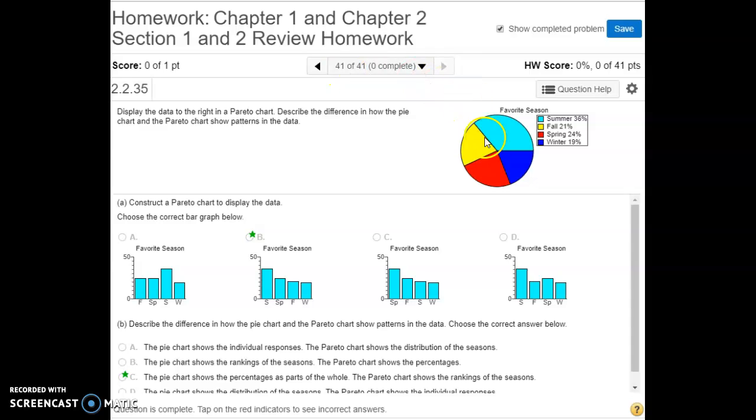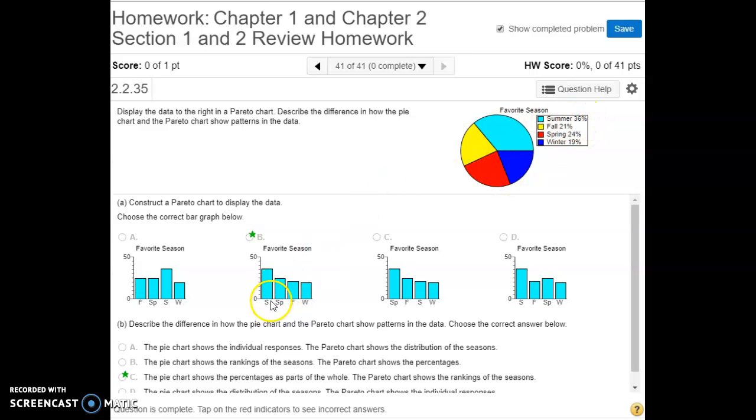Number 41, we have data over here that is shown in a pie chart, and it wants us to make a Pareto chart. So remember, a Pareto chart, we got that bar graph where the bars are just arranged in order from tallest to smallest. So there's really just two options for what it could be out of these two.